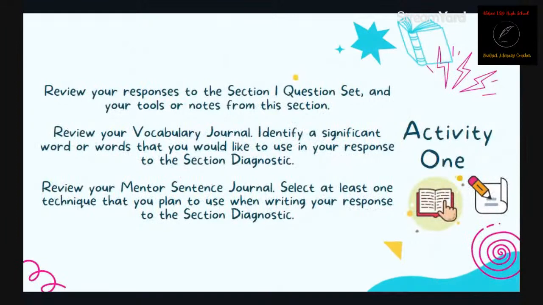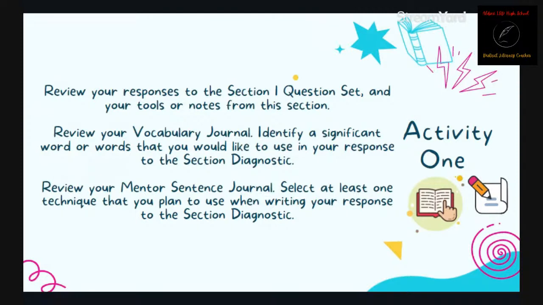So the lesson begins with students reviewing the prompts on the Section 1 diagnostic checklist and their work from Section 1, including the Section 1 question set, vocabulary, and mentor sentence journals to help them gather ideas for the section diagnostic. Students are encouraged to use one or more of the words they have learned thus far in the unit. If students are still mastering the use of new vocabulary, evaluation of their word knowledge can be used as formative data that the teacher can build upon in future lessons.